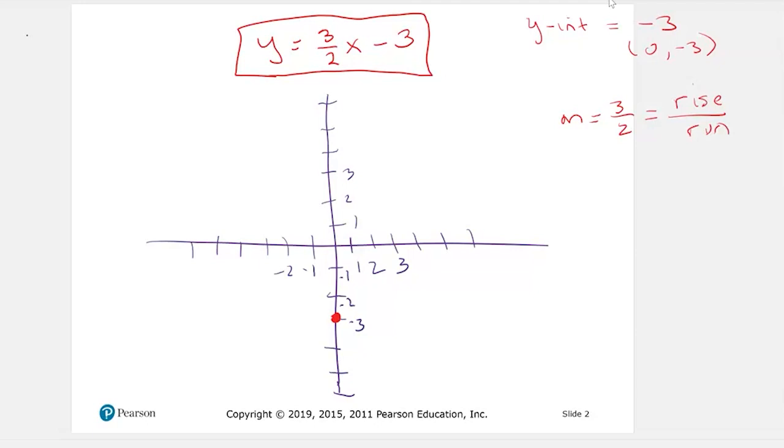So here's what I would do. I would say, okay, well, there's 1 point, and I'm going to go up 3. 1, 2, 3. So now I've gone up 3. I'm at the origin, and now I go +2. So I go to the right 2, and I have another point here.